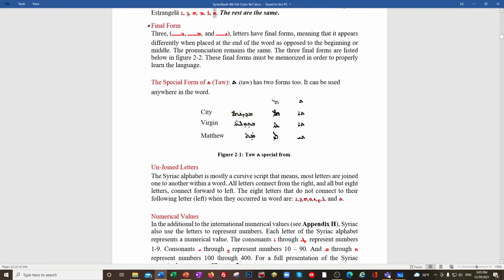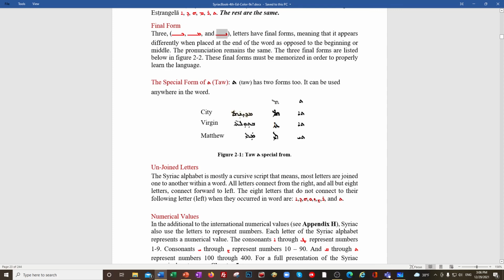Also, we need to learn that 3 of the Eastern Syriac dialect letters: Kap, Mim, and Nun. This is Kap, this is Mim, and this is Nun.